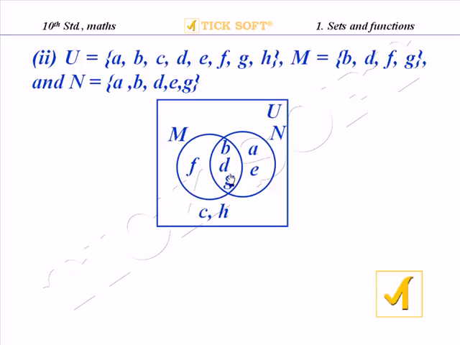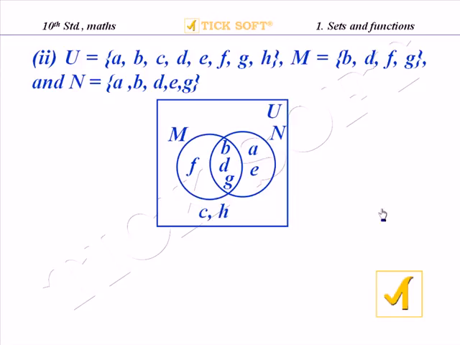Then what is the remaining element of M? Only F. That should be taken here in M, but not in the common portion. Then for N, we are having A, E as the remaining elements. So A and E are taken here. Then here we are having A, B, D, G, E and F. So the remaining elements of U are C and H. So that is taken here, C and H.